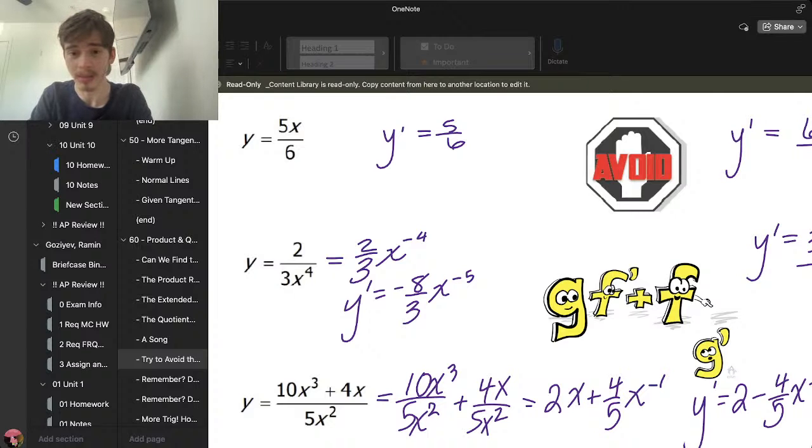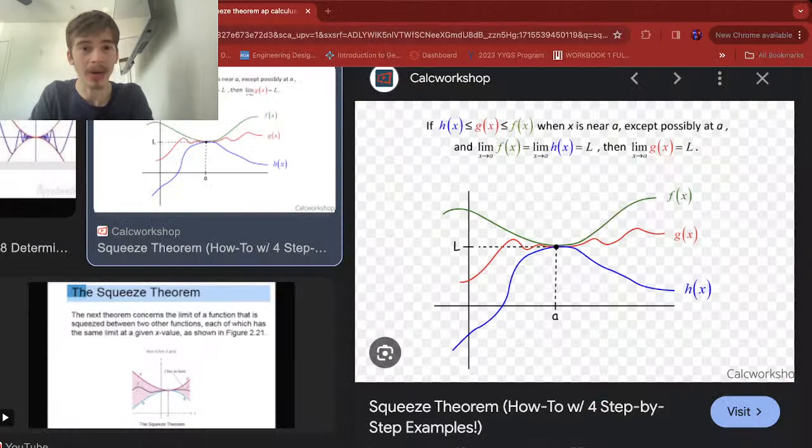I'm gonna zoom in on that, and I'm gonna change my screen. Let's see. Google. Live streaming. No, that's not what I want. There we go. So here's our good old squeeze theorem.